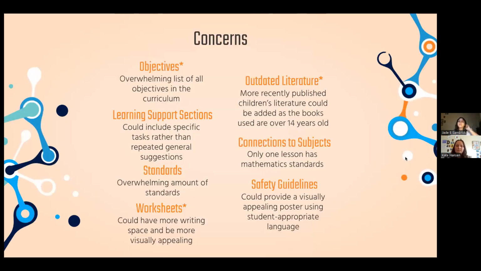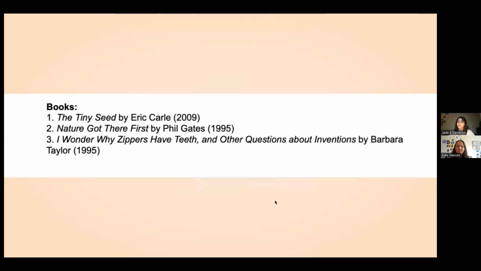Next, there is some literature and books linked to some of the lessons, and while this is great, we thought that some of the children's literature could be more recently published, as all of the books that are used are over 14 years old. So you can see the 3 books are from 2009 and then 2 from 1995. So we thought that some updated literature could be good for this curriculum.